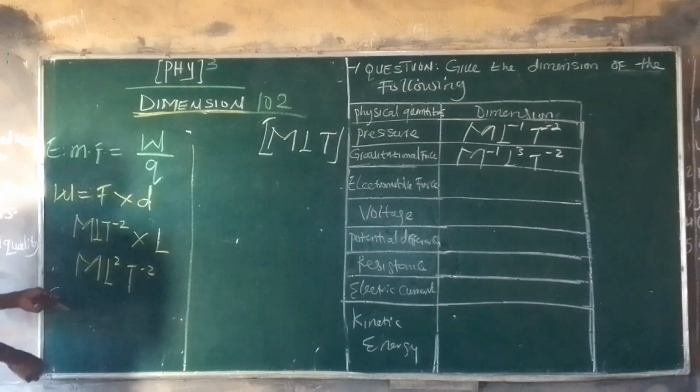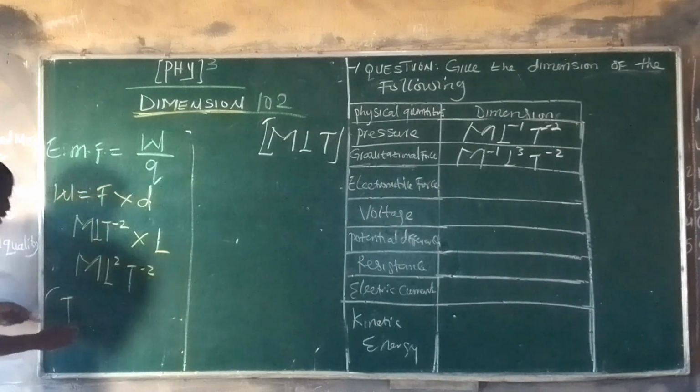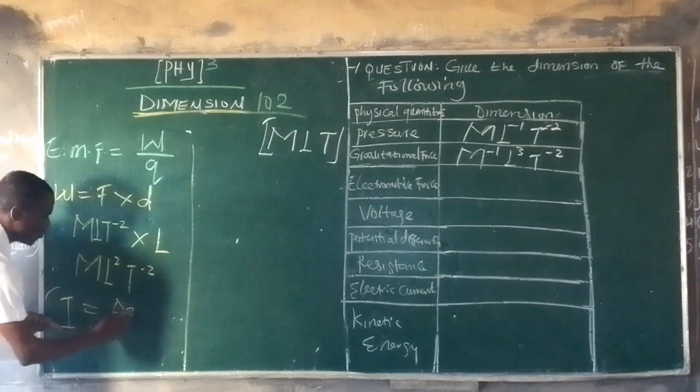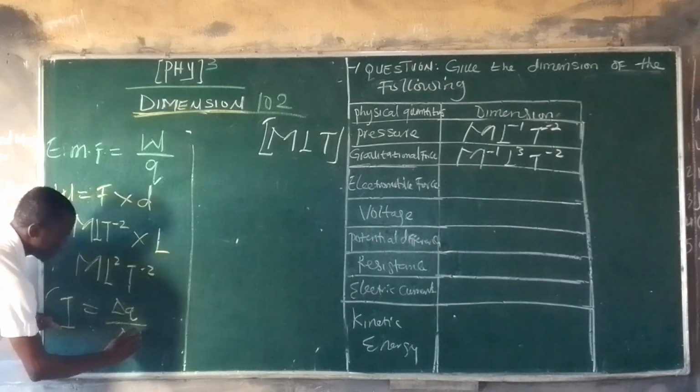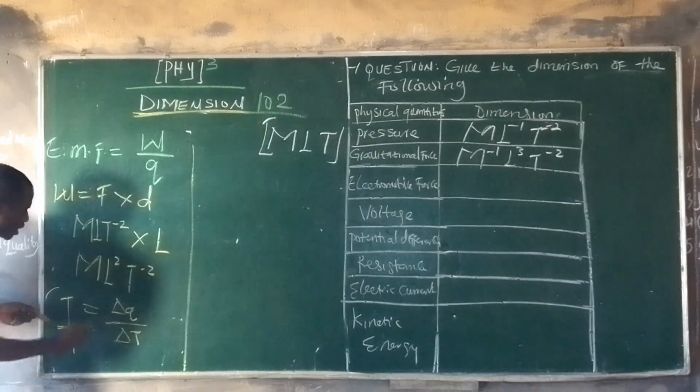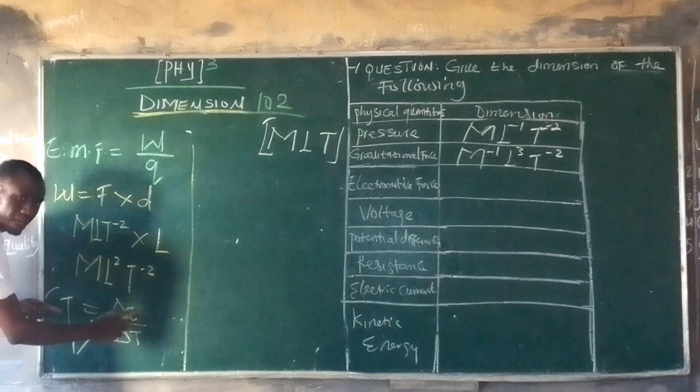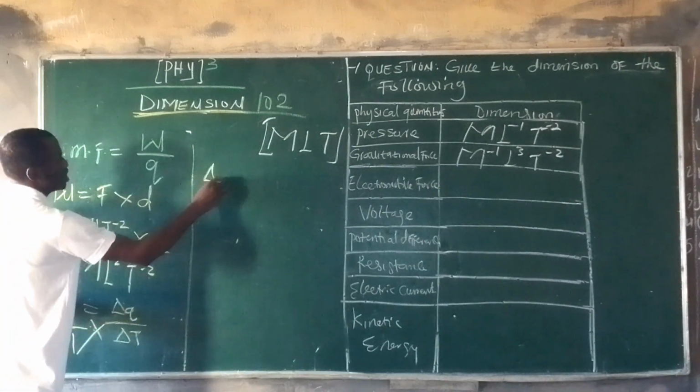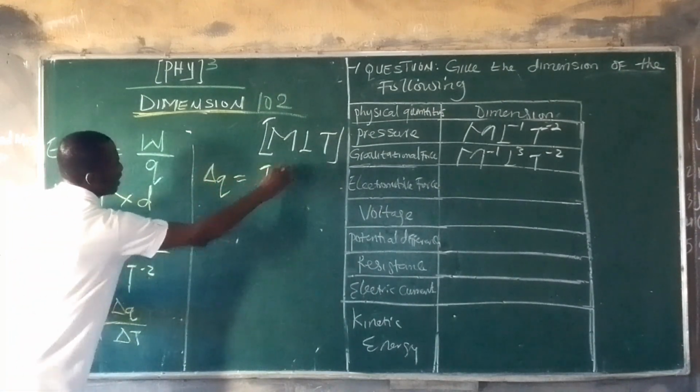Then let's find quantity of charge. We know that current is equal to change in quantity of charge over change in time. And then when we put 1 here and cross multiply, this one will go to this side, this one will go to the other side. So I have that change in charge is equal to IT.